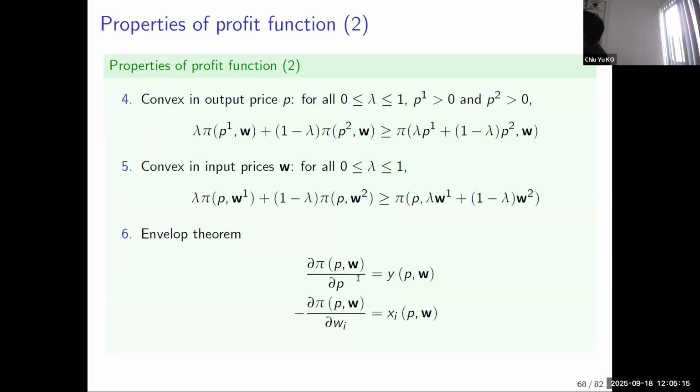So make sure that these things are satisfied. And there are some more properties, like convex in output price P and convex in input price, which mean the same. So you should be able to make sure that your regression result will satisfy this. Okay, this is the minimum checking for your regression, if you ever try to estimate the profit function, right?